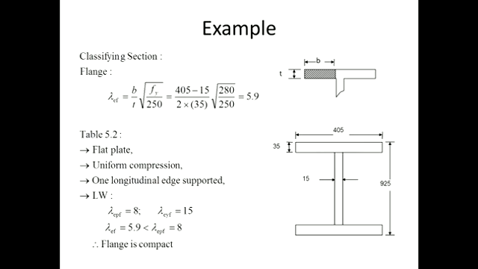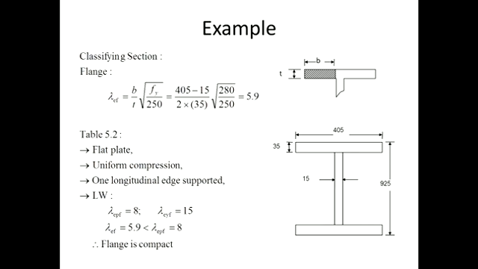So then, based on what we looked at earlier on, we want to classify the section. So we look at the flange, and because of the gravity loads, we know that we have the loads in this direction, which are going to cause compression at the top and tension at the bottom. So this element here would be a flat plate element, which is subjected to uniform compression, and we have one longitudinal edge supported, and we are given that the section is lightly welded.